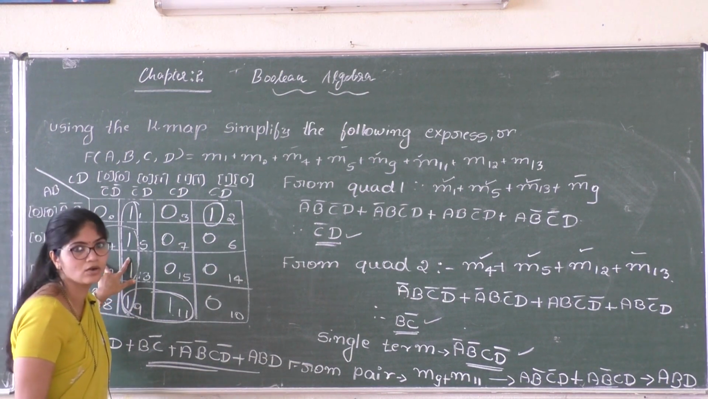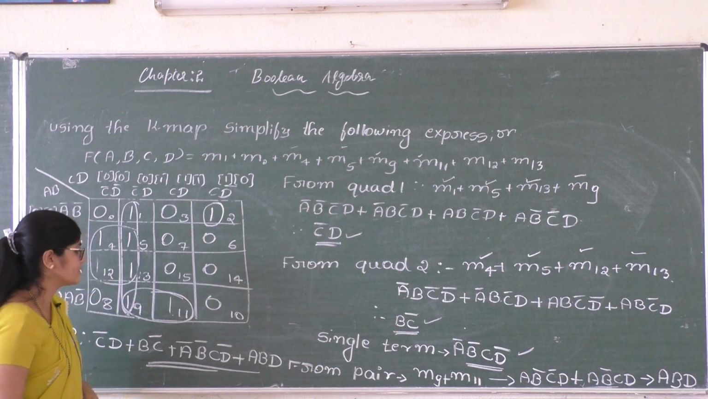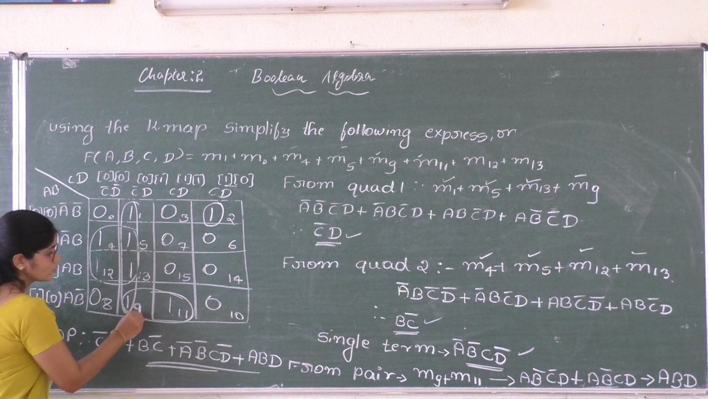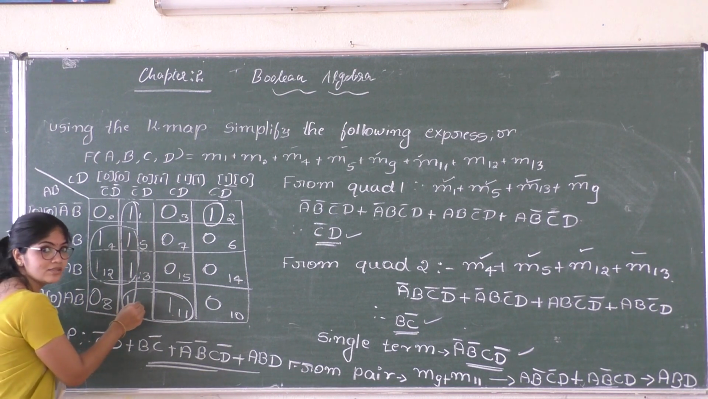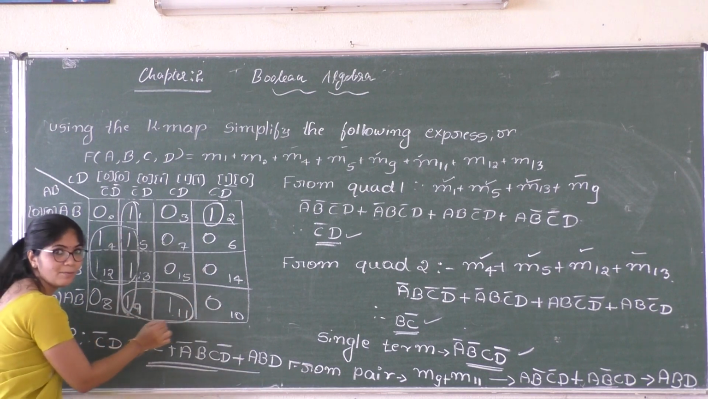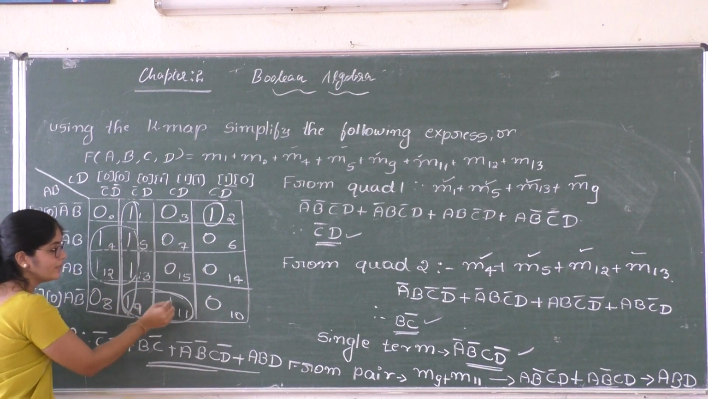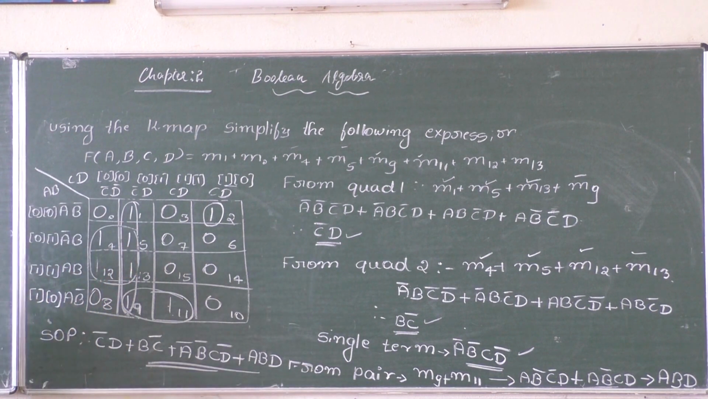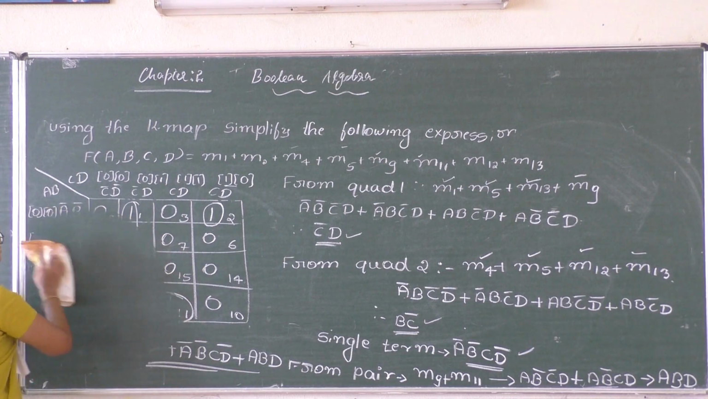These two quads are called overlapped groups. And even in the pair, 1 in the 9th square is included in the quad as well as in the pair. So quad 1 and pair are called overlapped groups. So we have seen that topic in the previous classes.